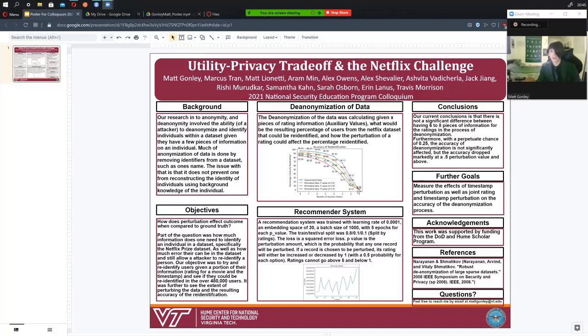This semester I've been working on research with differential privacy and machine learning, with this poster being on a kind of utility-privacy trade-off and the Netflix challenge.